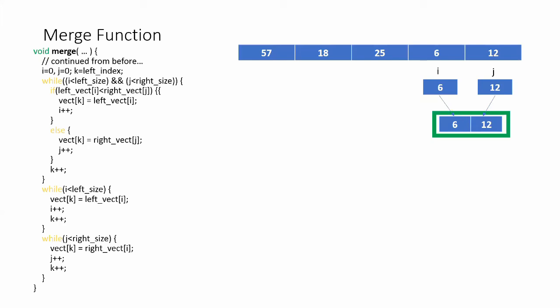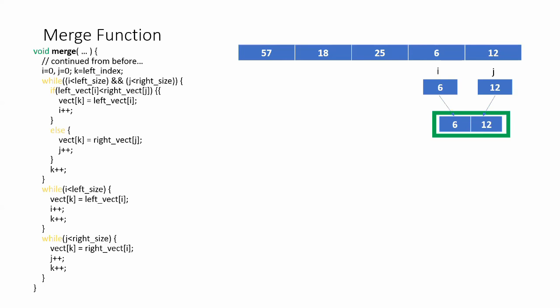So while i is less than left size and j is less than right size, both of these are true, so we enter the while loop. So we check if left vect of i is less than right vect of j. This is true, so we store left vect of i into our vector, where k is, and that's it. i gets incremented, and now it's greater than left size.